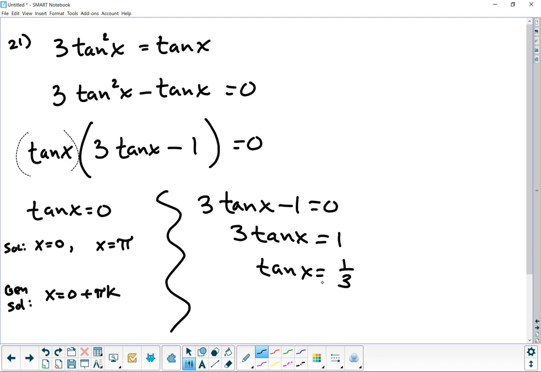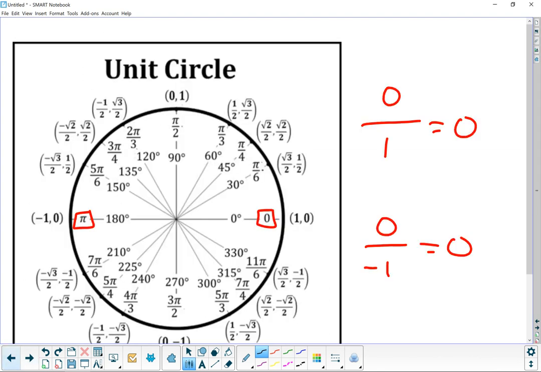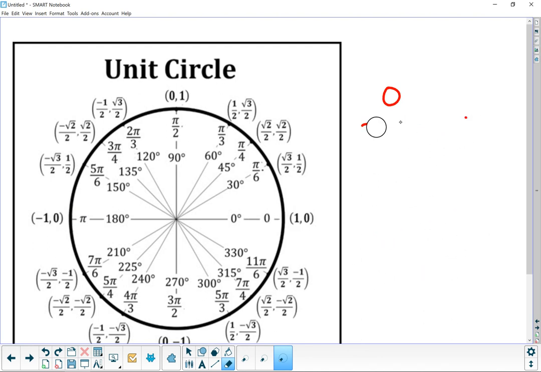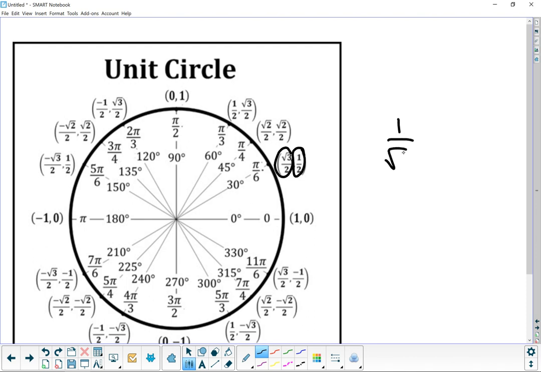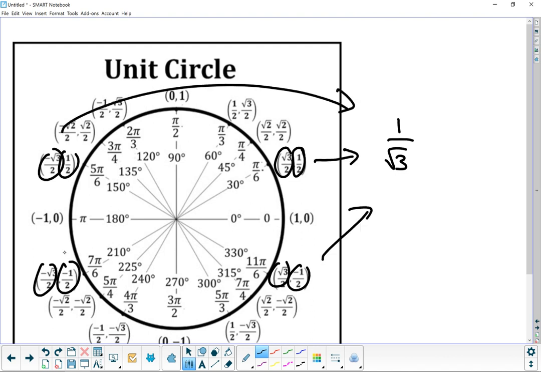For the second one, when is the tangent going to equal 1/3? Again, look at your unit circle, and you're going to take the y divided by the x, and you want that to be 1/3. Just looking at all of this, I don't think that's going to happen, because we already did the work. We already did all the tangents. This divided by that gives you 1 over radical 3. So all of these are the same, except some are negative and some are positive. All of these are going to give you some kind of 1 over radical 3. So we don't need that.